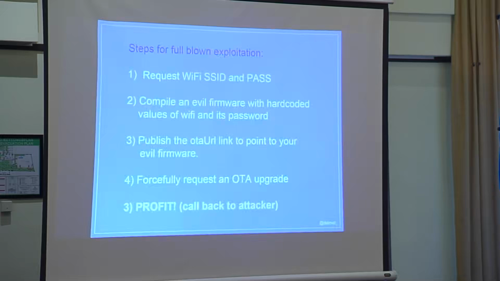I'm reiterating one last time my process. I'm asking for the SSID and password just to implement it within the firmware. So when it reboots, I will have the same Wi-Fi and passwords for the local Wi-Fi, so the user won't be able to notice anything changed. I'm compiling the evil firmware with this data inside, hard-coded, and publishing the OTA URL with this compiled evil firmware. And then I forcefully do an upgrade. Eventually, I will get a callback to my attacking machine.